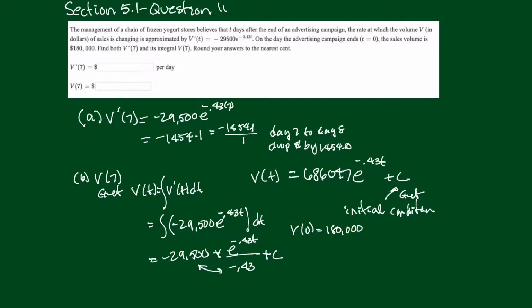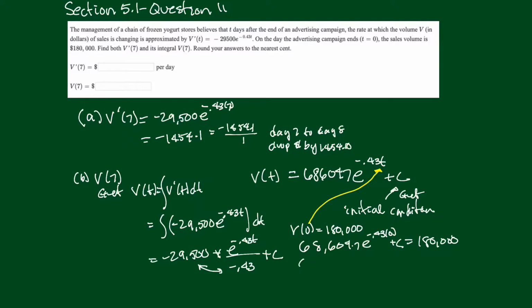And now I'm going to put this 0 right back up into here for t. That'll give us 68,604.7 e to the negative 0.43 times 0 plus c, which is equal to 180,000. But now what happens here? 0.43 times 0 is 0. e to the 0 is 1. 1 times that 68,604.7 is just 68,604.7.